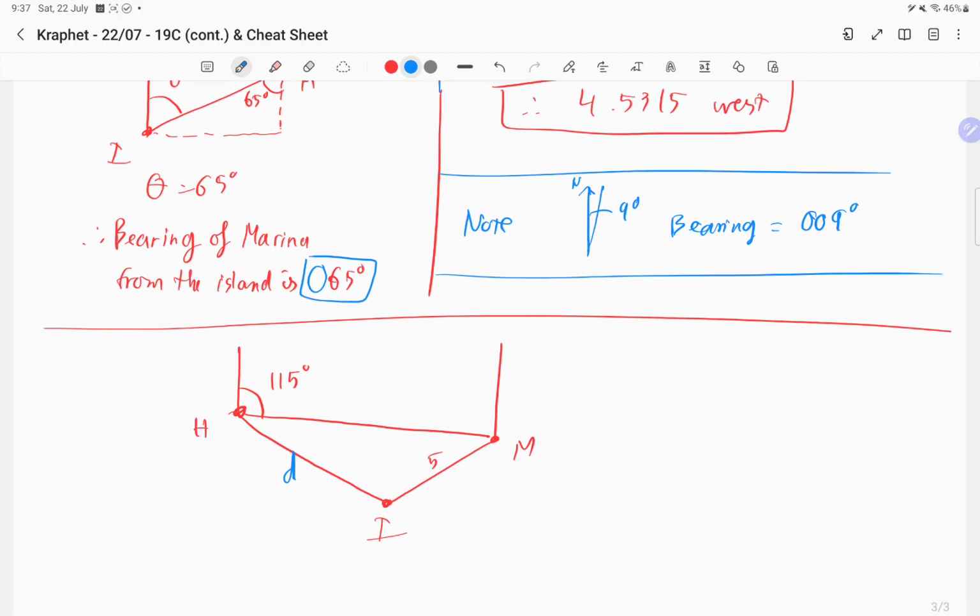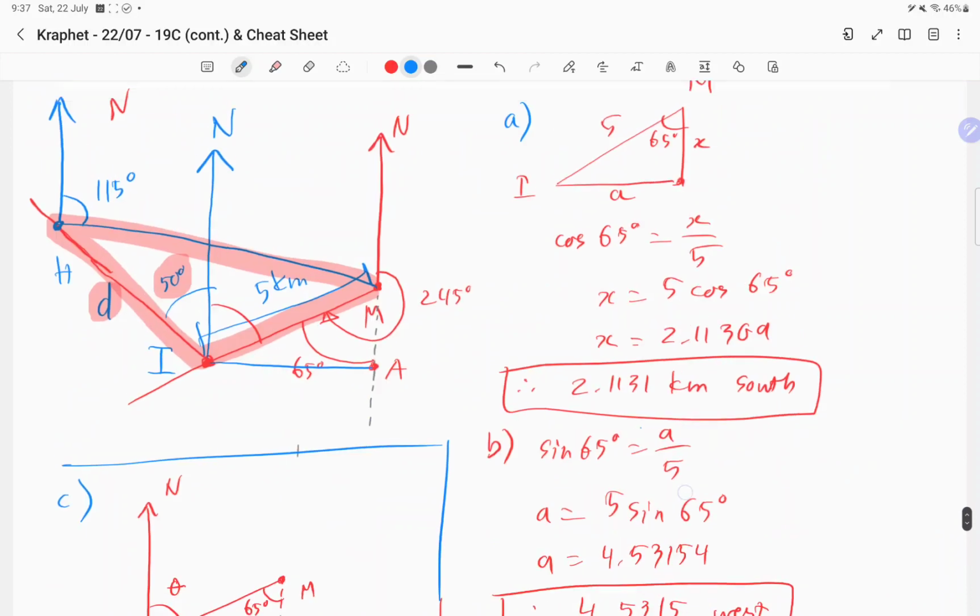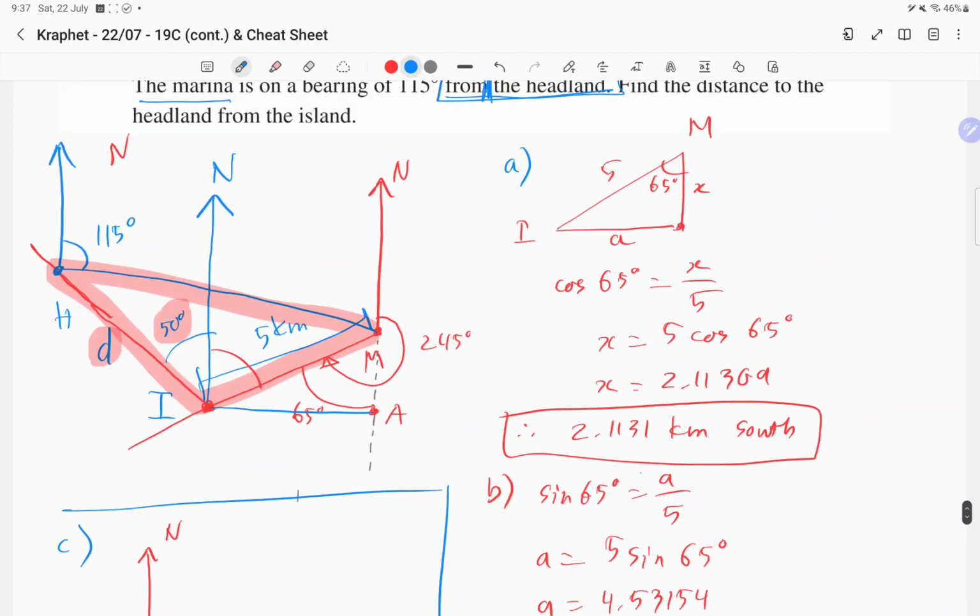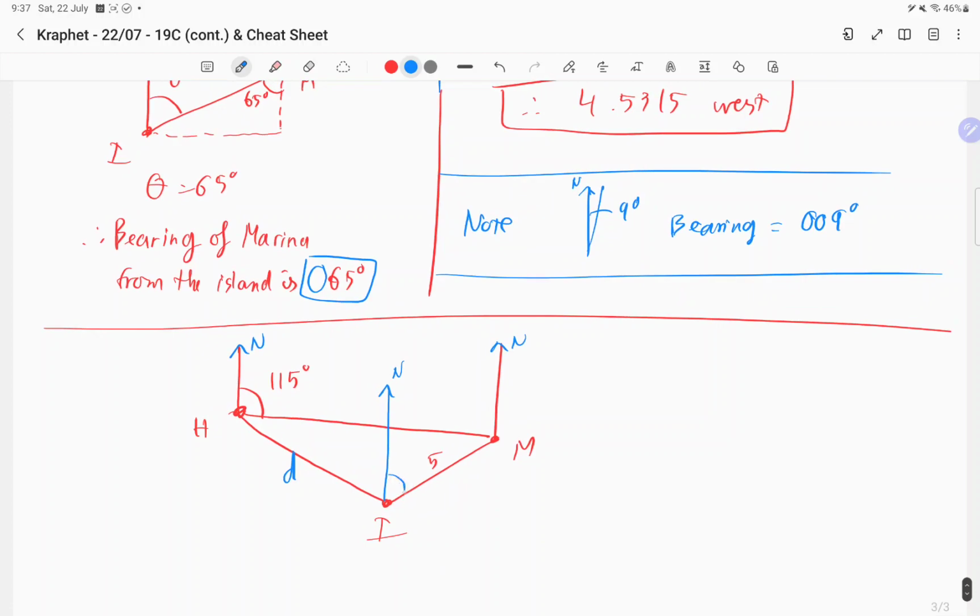We can find the angle first. What angle? HIM. HIM? Yep, correct. How would we find that angle? So can you scroll up? We got some details above. So we got 65 degrees for the angle I on the right. And we got the 50 degrees. Yes, that's right. So we already calculated earlier. That's why they asked you for the bearing of the marina from the island, and then you got 50 degrees here, the relative bearing. So HIM is 115. Yeah. Okay. What else can we find?